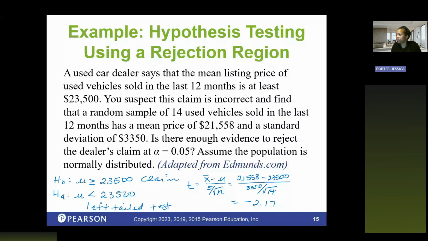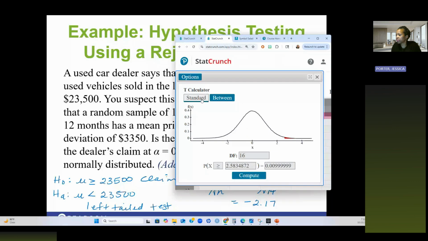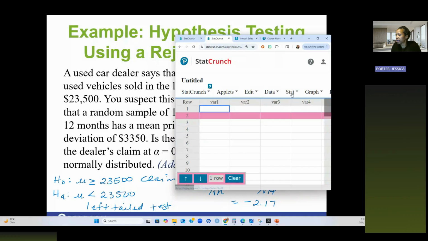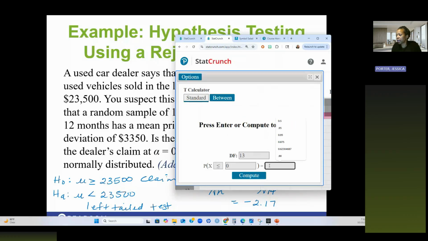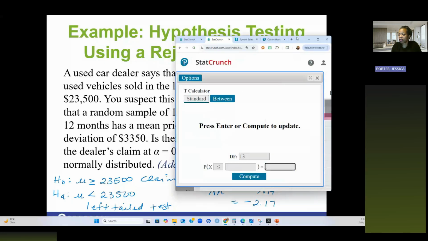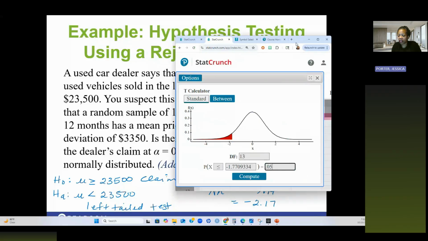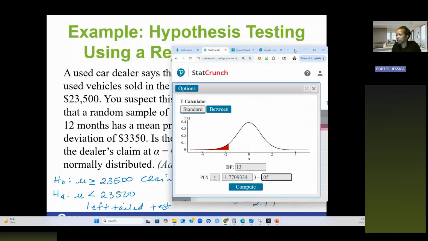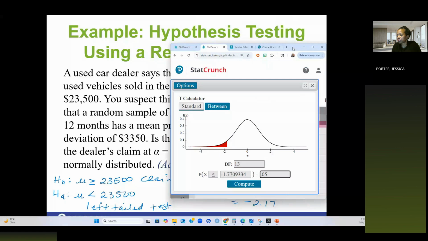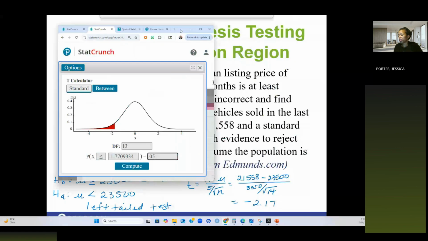StatCrunch. Let's go to that one. We're in the calculator. Left tail test. That calculator's t. Okay. Degrees of freedom, 13. And what was the level of significance? 0.05. So negative 1.77. Make sure I have my degrees of freedom correct. Negative 1.77.